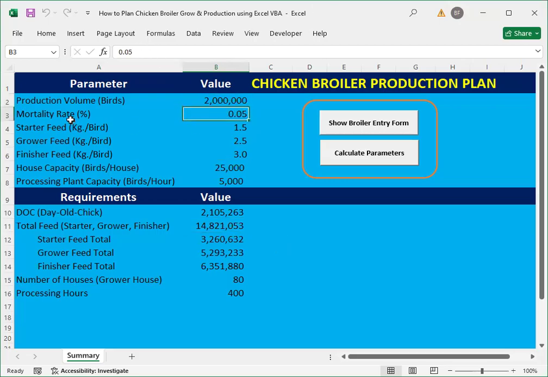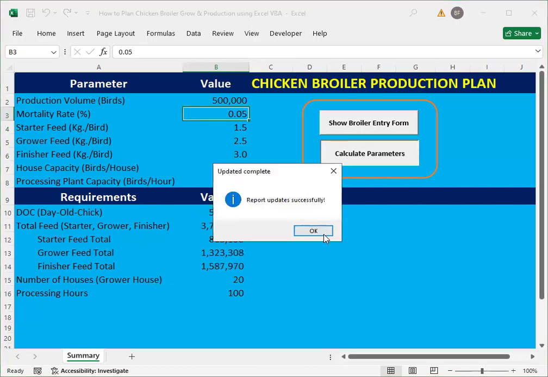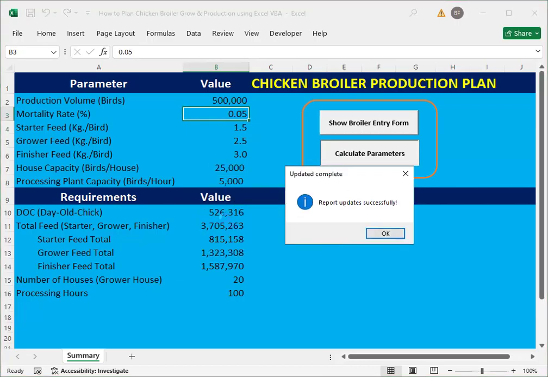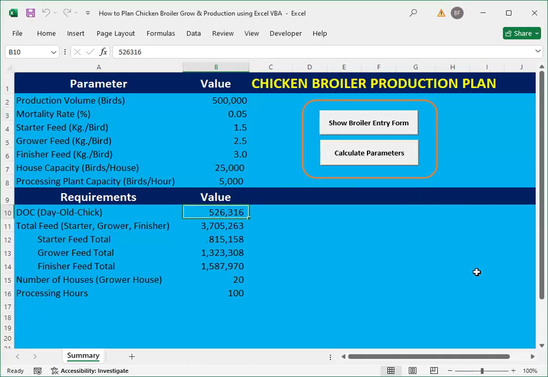Let us say we'll remain at a mortality rate of 5%, but we're going to make it for 500. Okay, less opportunity because from 1 million we just expect 500,000 production volume. So from 2 million day-old chicks and 14 million kilogram total feed, we calculate again 500,000. Okay. So therefore, the DOC, we just need 526.